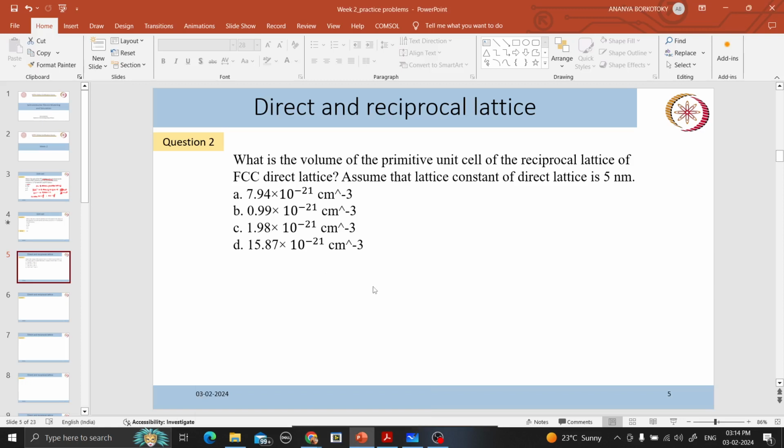What is the volume of the primitive unit cell of the reciprocal lattice of an FCC direct lattice? So the direct lattice is FCC. What is the reciprocal unit cell, and then what is the volume of the primitive unit cell of that reciprocal lattice? The lattice constant for the direct lattice is 5 nanometer. So for the calculation, you can start with some lattice constant, say as a variable A, and then in the final answer you can put A equal to 5 nanometer to get these answers.